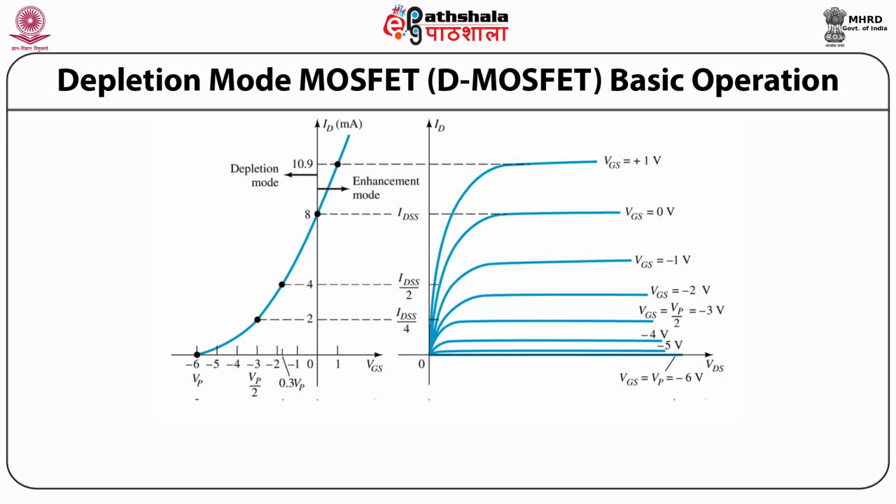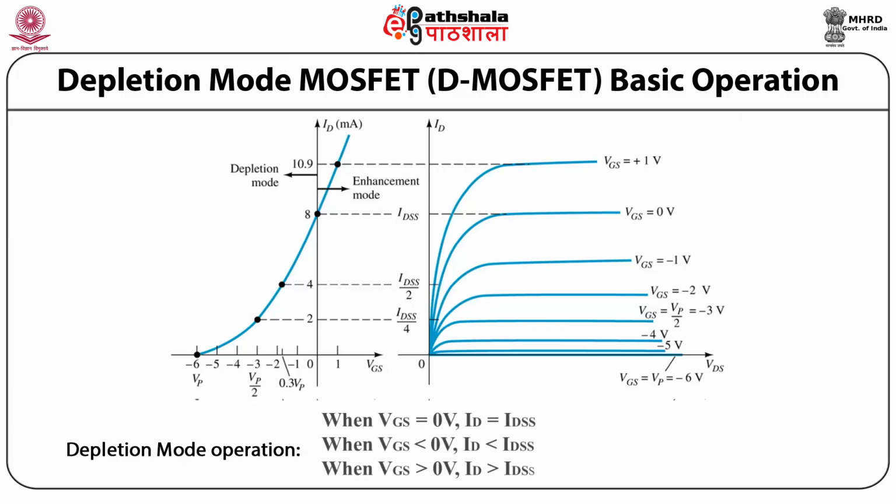Depletion mode MOSFET, D-MOSFET, the basic operation. This shows the transfer characteristics of the D-MOSFET, which are similar to the JFET. So in the depletion mode operation, when VGS equals 0, then ID equals IDSS, that is the normally on condition. When VGS is less than 0 volt, then ID is less than IDSS, that is the off state. When VGS is greater than 0 volts, then ID is greater than IDSS.